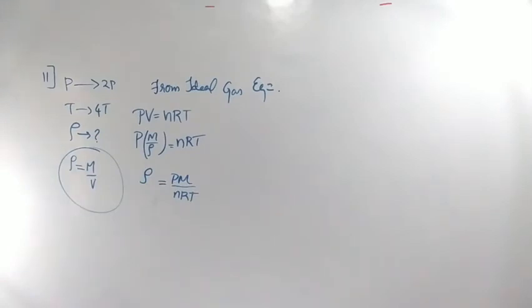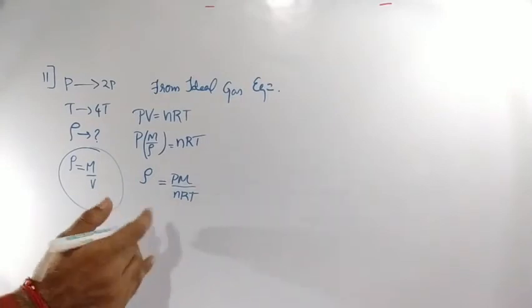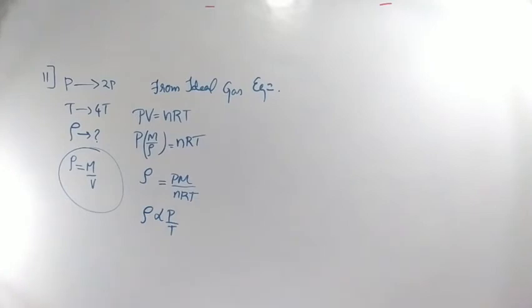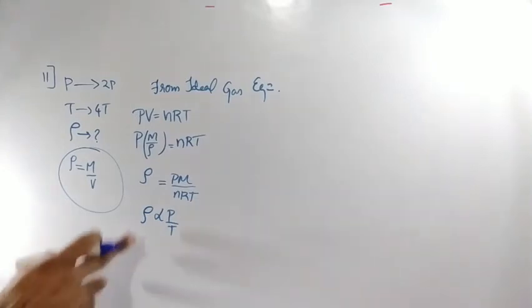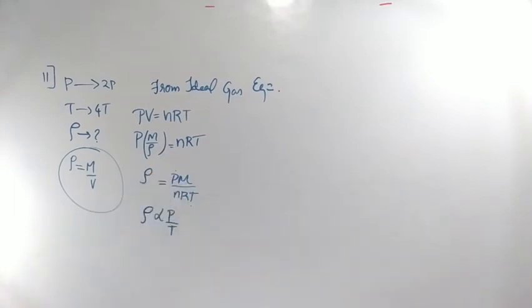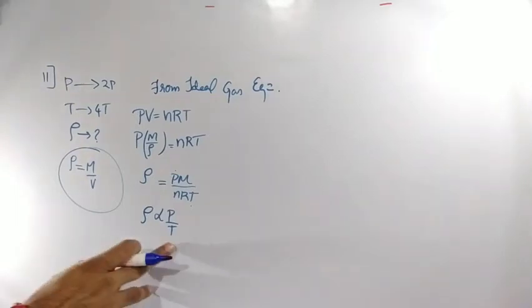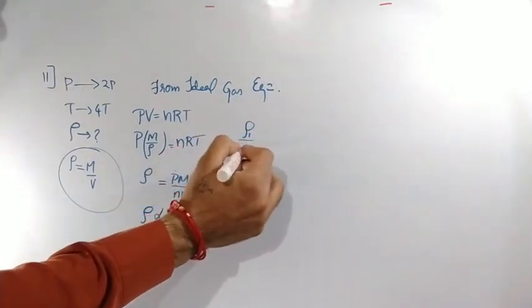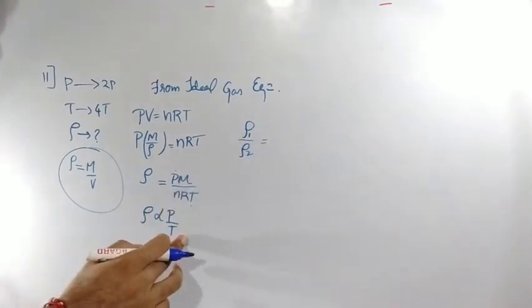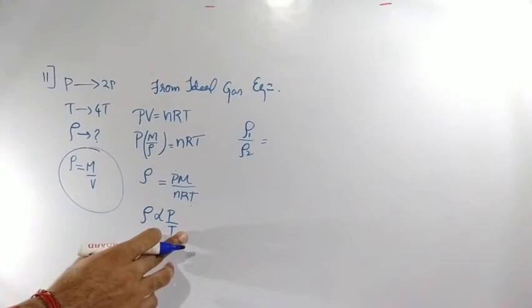Pm divided by nRT. What we can suggest from this term is that the rho value is proportional to P by T. P by T, M, N, R, all three are constants. So rho proportional to P by T means I can write rho 1 divided by rho 2 is equal to P1 by T1 divided by P2 by T2.